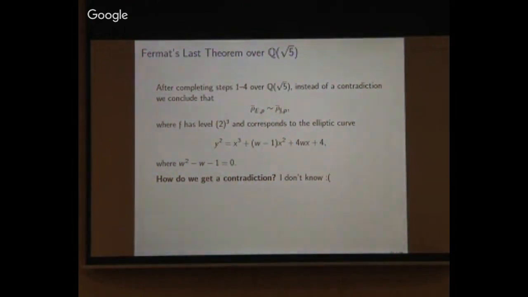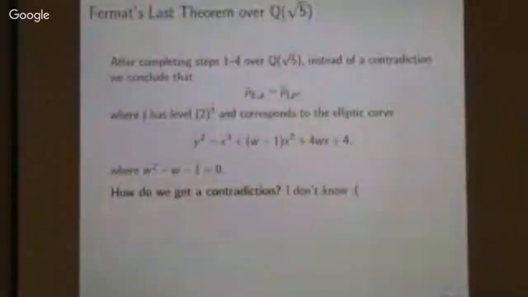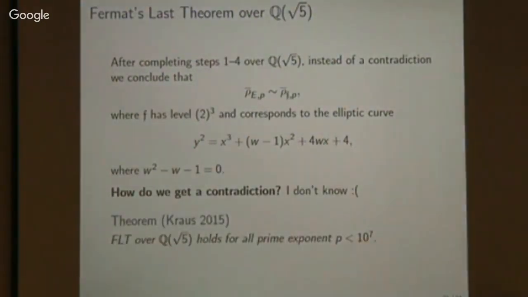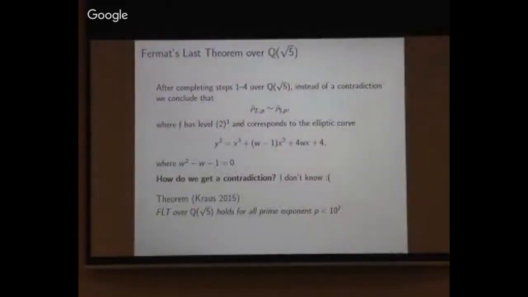And one could wonder, does this mean that there is a solution? Probably not, because Alan Kraus has shown that for all prime exponents p at least 10 to the 7, there are no solutions. So maybe there is a solution where the exponent is huge, or we just need some new trick to cover this. And we could keep going, change this field for another field, and see what comes out.